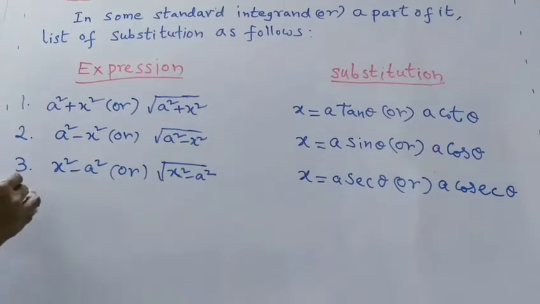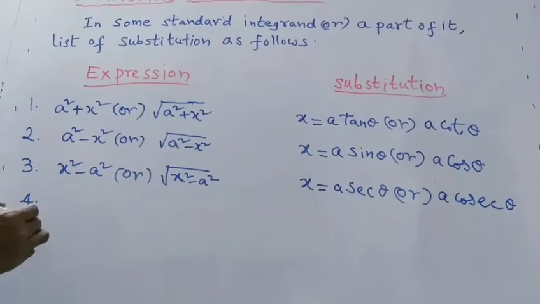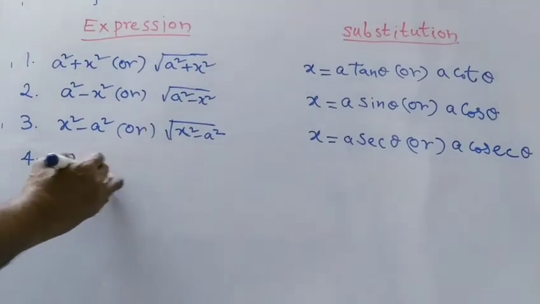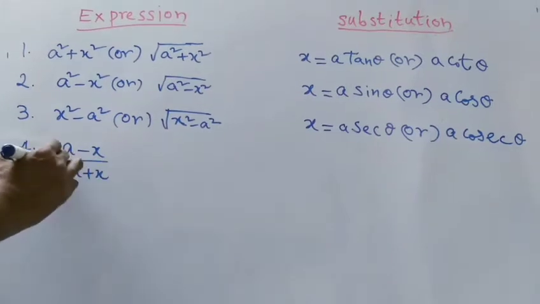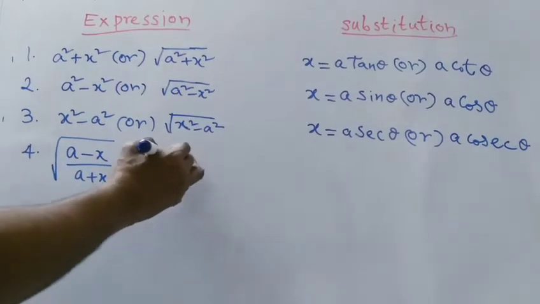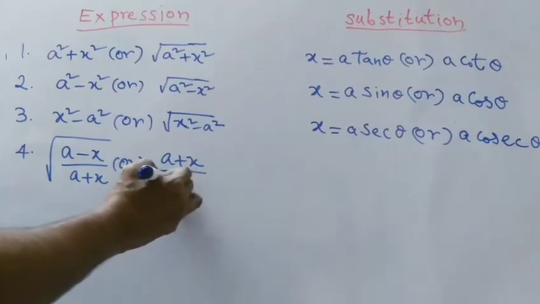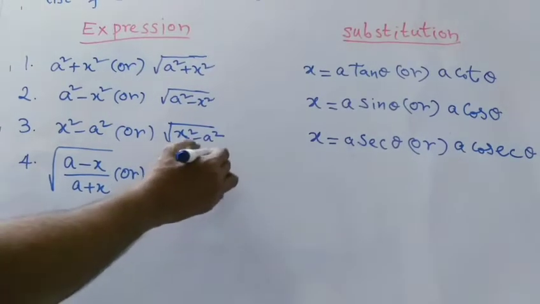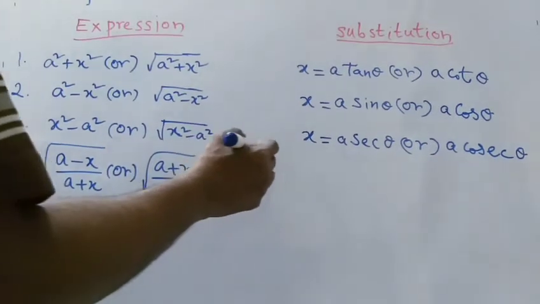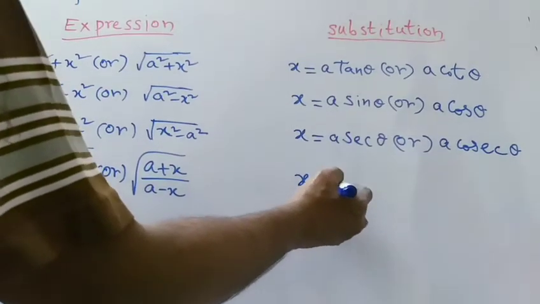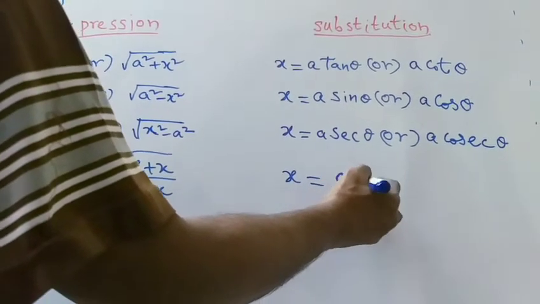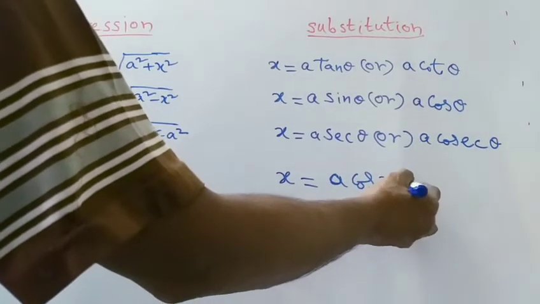And one more, the fourth: under root of a minus x by a plus x, or under root of a plus x by a minus x. For this expression, the substitution is x is equal to a cos 2 theta.